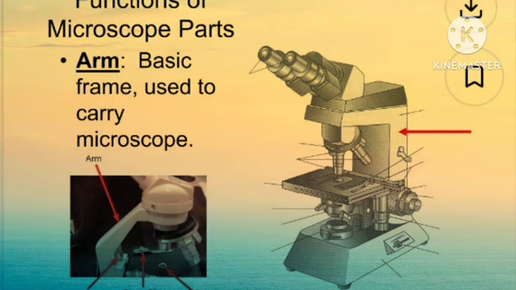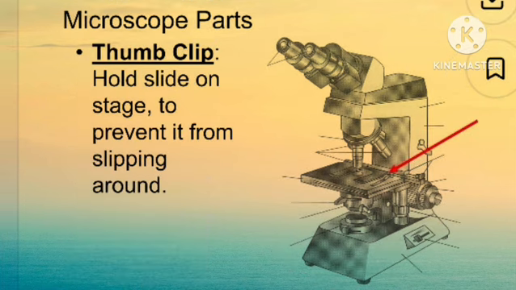Next, the arm is the basic frame. It is used to carry the microscope. The arm is structural support, and it holds the nosepiece, objective lenses and eyepiece assemblies. Very important also.